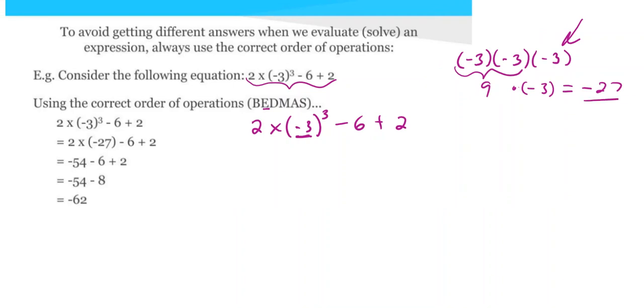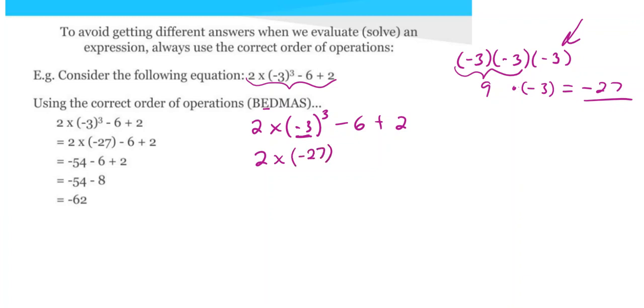So we figured out that was negative 27. So let's just write it again with that number. And remember, in math, we work our way down. We don't work our way from left to right like the way you write in English. We work our way down. So we're just going to write everything again, but change it. It'll be 2 times, and then instead of negative 3 to the power of 3, I'm going to write negative 27.